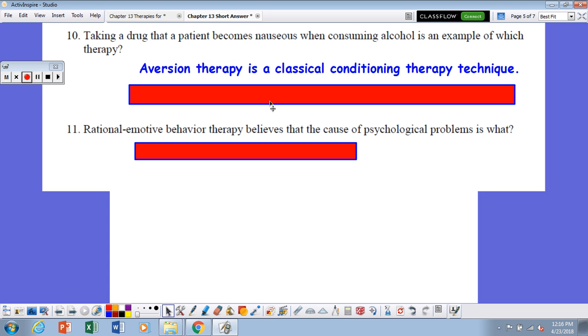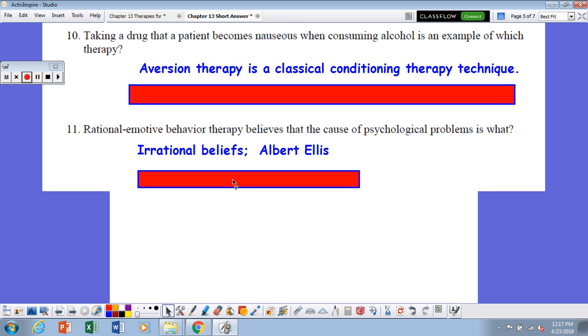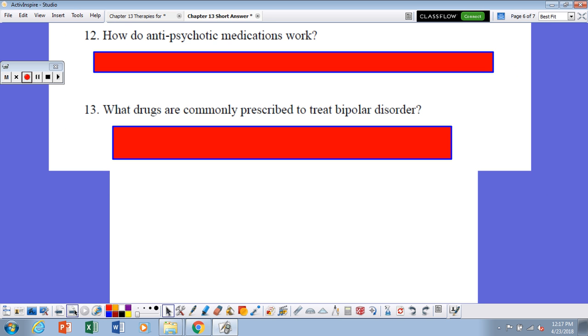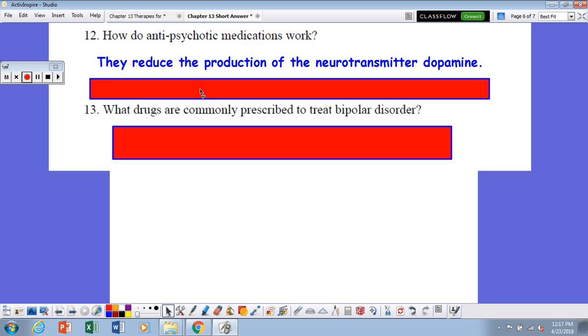Number 11, rational emotive behavior therapy believes that the cause of a psychological problem is what? And that is irrational beliefs. This goes back to Albert Ellis. Number 12, how do antipsychotic medications work? Well, they reduce the production of the neurotransmitter dopamine.